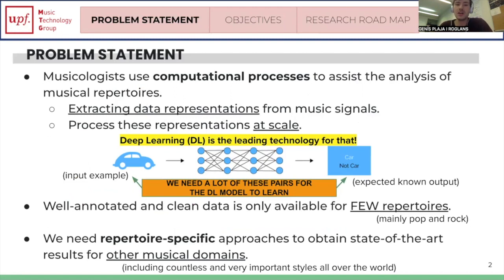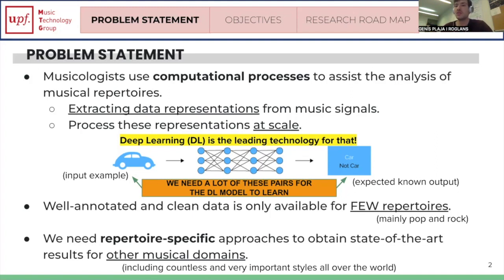And then these computational processes have also been used to process these representations at scale, so that we can perform corpus-based research on big pieces of data, and we can obtain a better big picture of the repertoires, right? And at this moment, deep learning is the leading technology to achieve that.